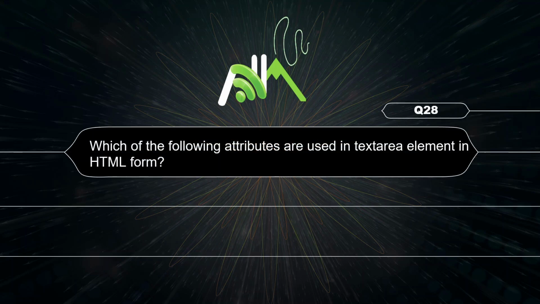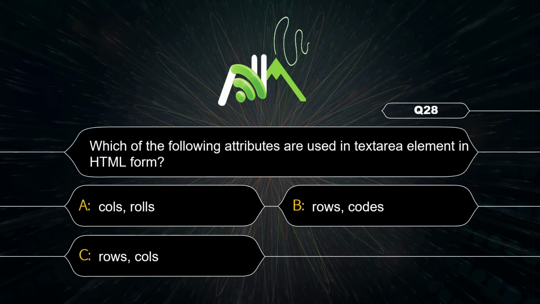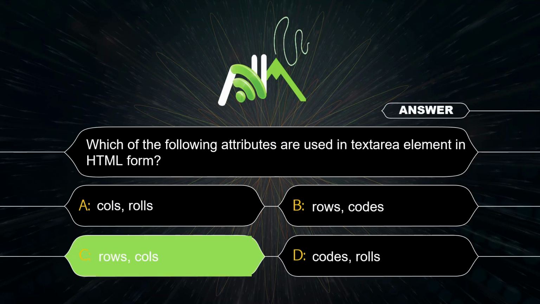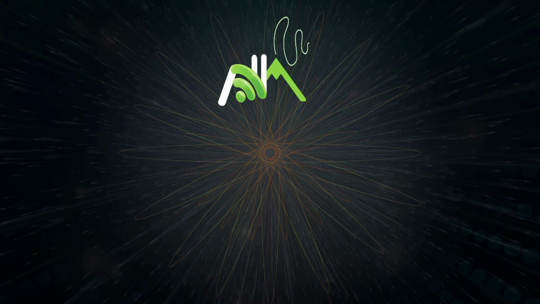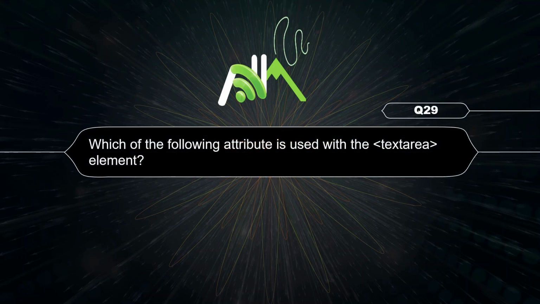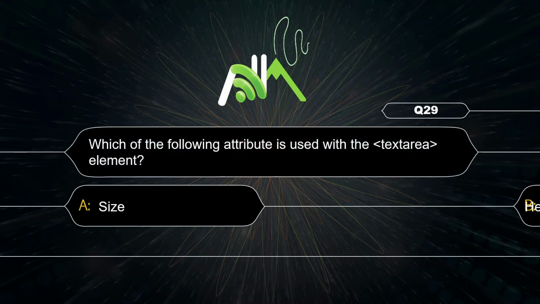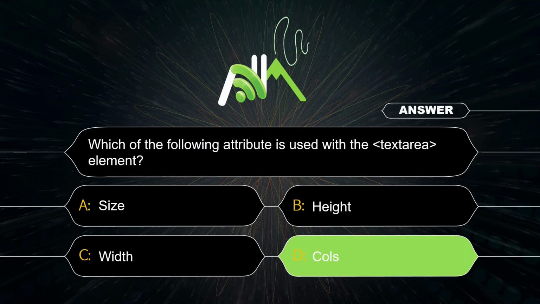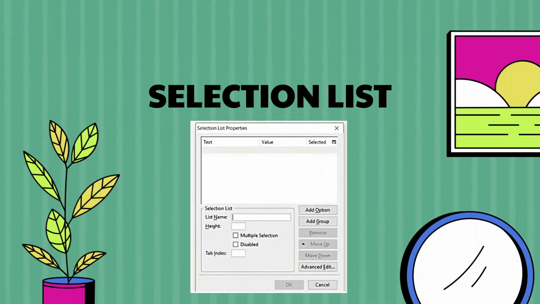Yes, two attributes of text area, rows and cols. So option C. Here two attributes are there, and here we have to search out. Option D is the correct one. Rows is not given but cols is given.